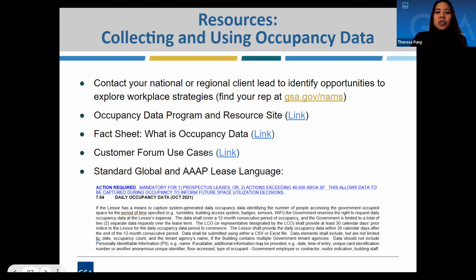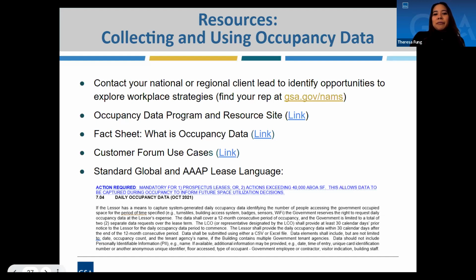Additionally, we do have in our standard global and AAAP lease language a clause that applies to leases that are over prospectus or over 40,000 square feet, where if you're in a major metropolitan area, in a big building where the lessor has a mechanism for badging in, for example, just to access the building itself, and has occupancy or swipe data information available. This gives the government the right to request that they provide us with that information if it's available at no cost to the government, as opposed to maintaining that information for their use.